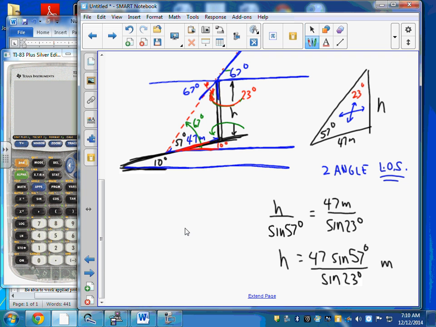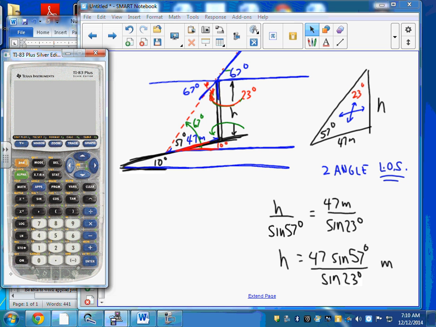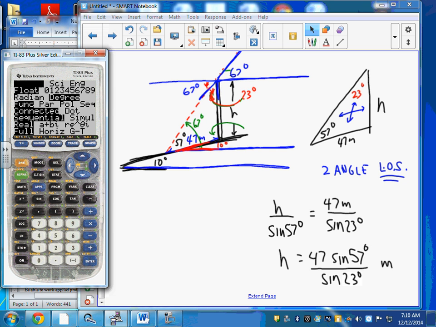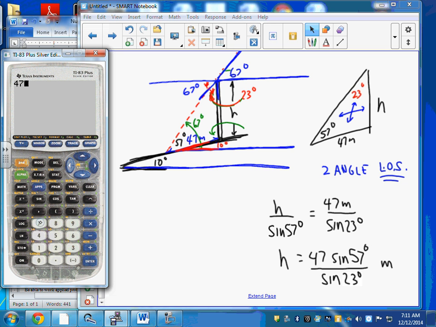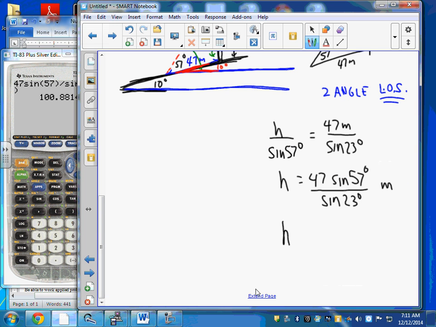So that's our answer. If we want a good decimal approximation, we can just go to our calculator. Again, checking to make sure I'm in degree mode, still in degree mode. So the height is going to be 47 times the sine of 57 degrees divided by the sine of 23 degrees. So the tower is about 100.881 meters.